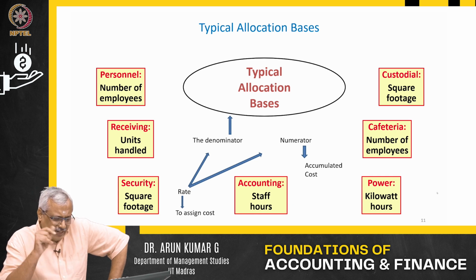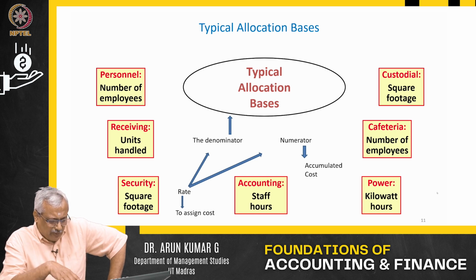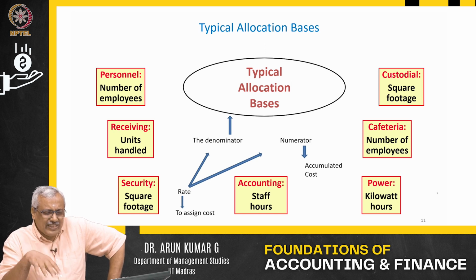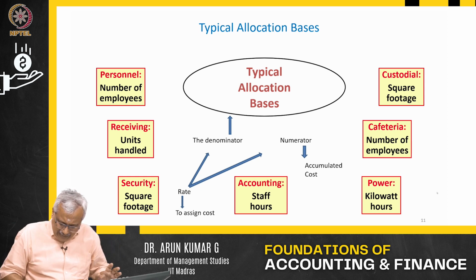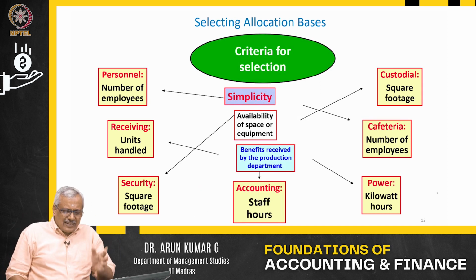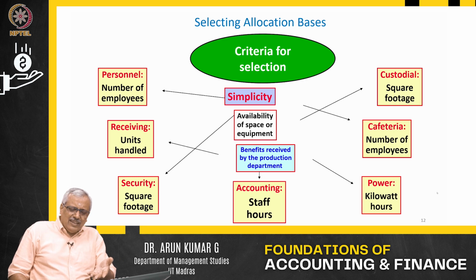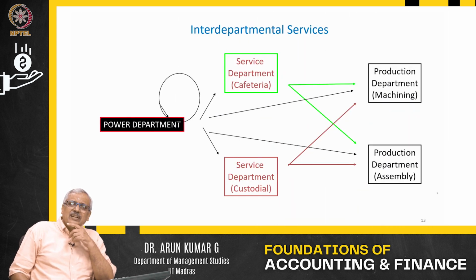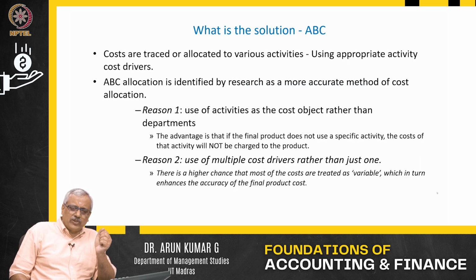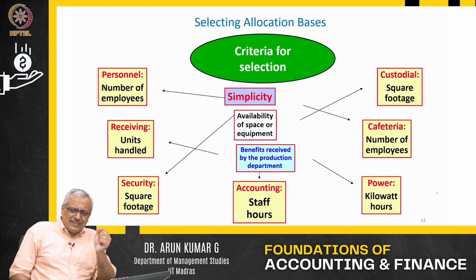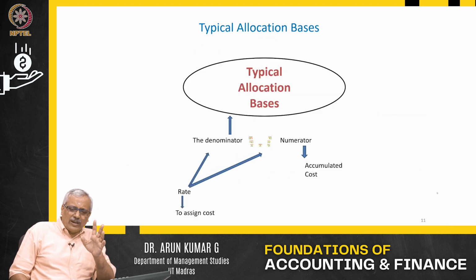As of now, the allocation bases are the number of personnel, units handled, security and square feet, accounting will be staff hours, cafeteria will be number of employees, power will be kilowatt hours. One of these is the typical basis of allocation in the conventional system. And the criteria for allocation are simplicity, the available space and equipment, and so on. This slide is pretty self-explanatory. Then there are interdepartmental services that can also be allocated. Now all these can lead to over or under absorption.